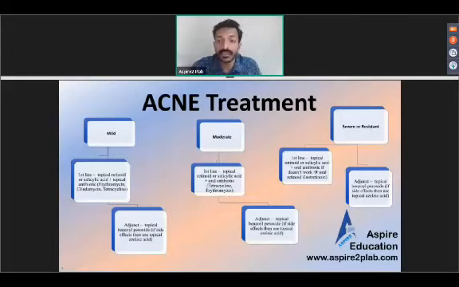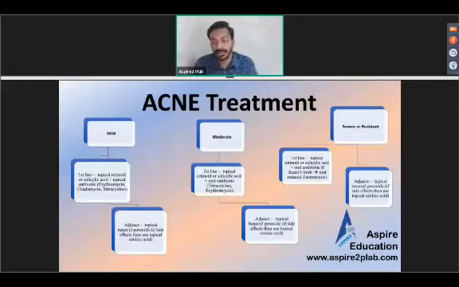Yeah, that is for severe acne, and it is usually prescribed by a specialist dermatologist or a specialist GP. And it's not the first line treatment, it's the last treatment. First we go for topical retinoid. All right, so that's the main thing.